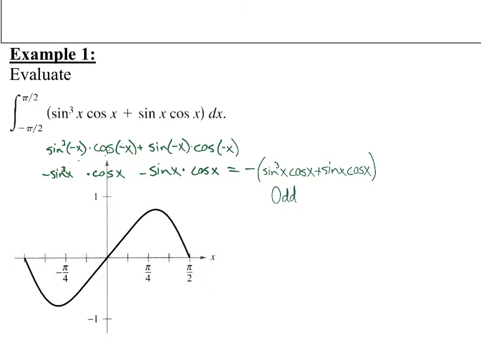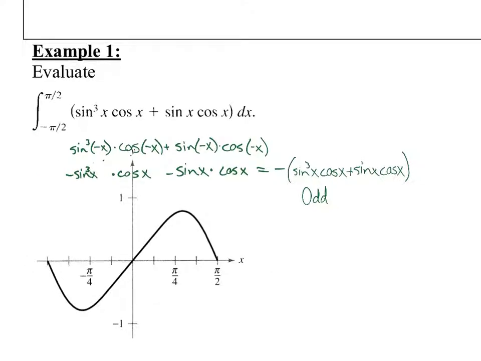So tell me, what is the integral from negative pi over 2 to pi over 2 of that? 0. It's 0. That was the easy way. Okay? Anytime you recognize relationships, it takes an observation, it takes a recognition of that relationship, but once you do it, it usually makes things easier.